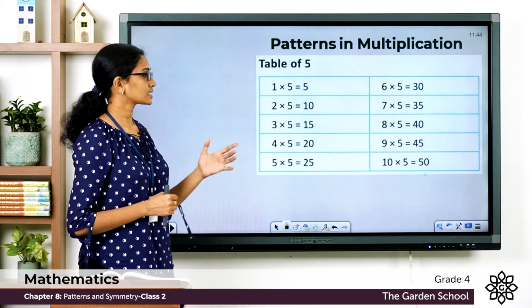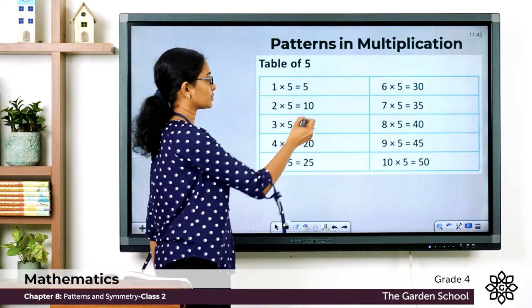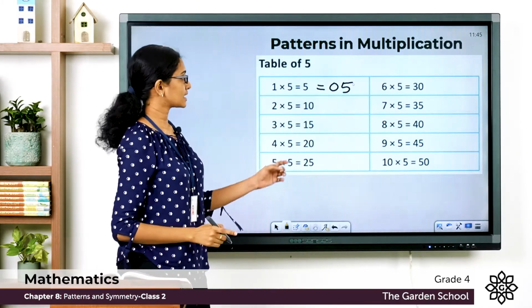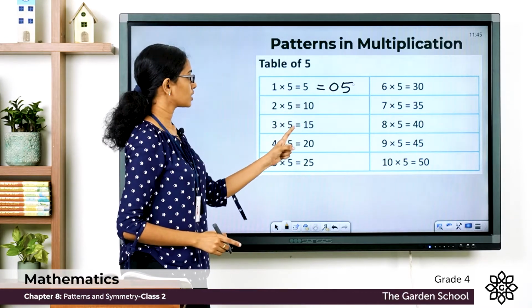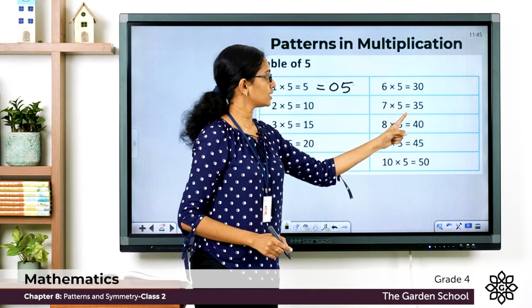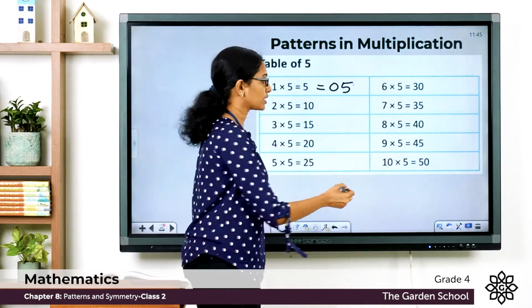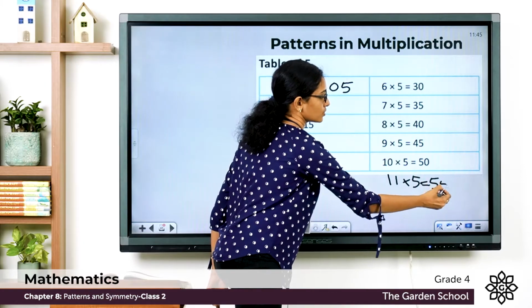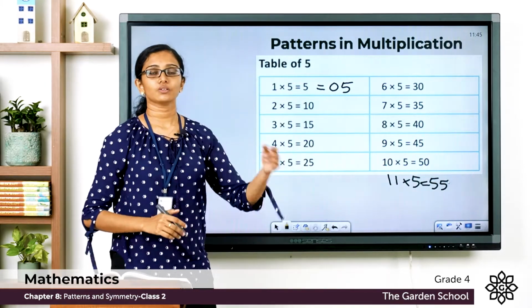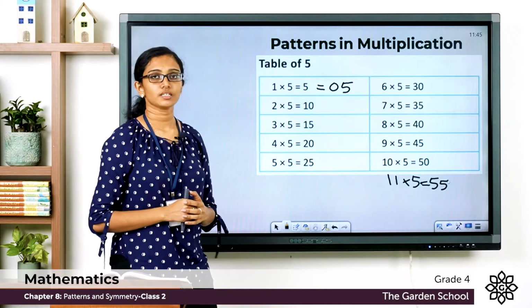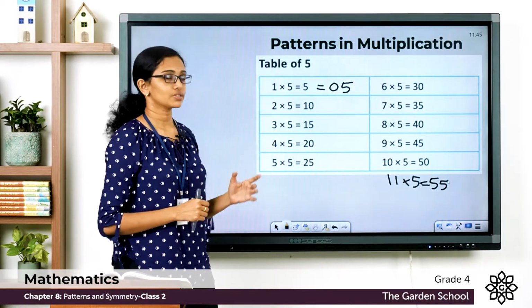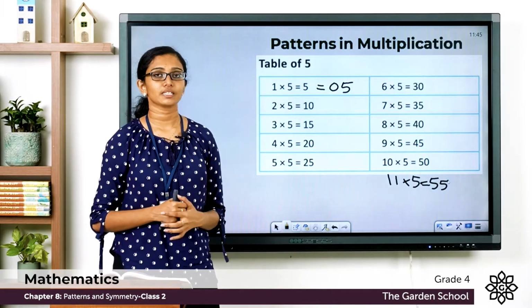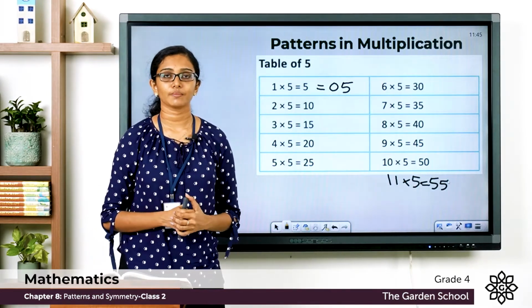Now observe the tens digit. This 5 can be written as 0, 5. Now look at the tens digit. 0, 1, 1, 2, 2, 3, 3, 4, 4, 5. And what is 11 into 5? 11 into 5 is equal to 55. So it's 5, 5. And the pattern goes on like that. The tens digit in each of these multiples is also in a pattern, a repeating pattern. These are a couple of patterns that you can observe in the multiplication table of 5.